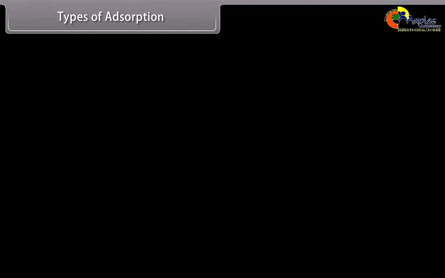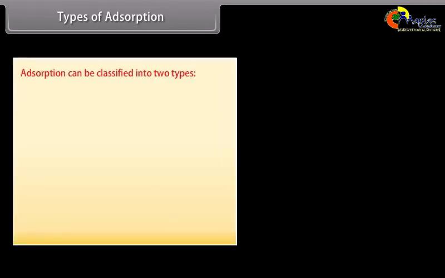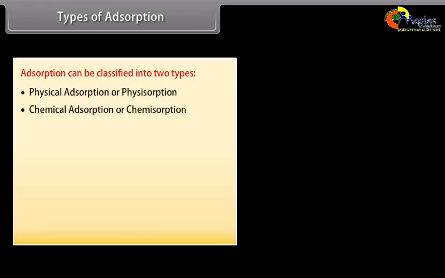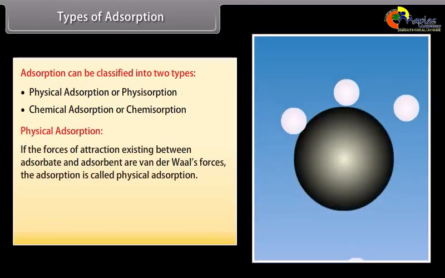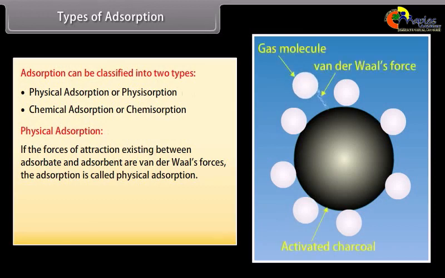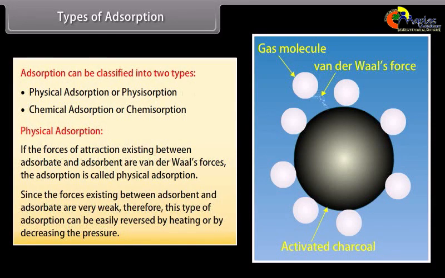Types of adsorption. Depending upon the nature of forces existing between adsorbate molecules and adsorbent, the adsorption can be classified into 2 types: physical adsorption and chemical adsorption. Physical adsorption. If the forces of attraction existing between adsorbate and adsorbent are van der Waals forces, the adsorption is called physical adsorption. Since the forces are very weak, this type of adsorption can be easily reversed by heating or by decreasing the pressure.